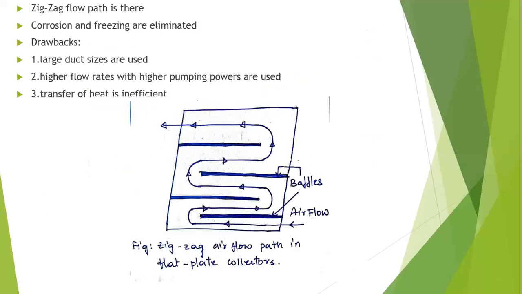This is the zigzag airflow path in flat plate collectors. This is the insulator. At the bottom there is the insulator and the absorber plate. In between the insulator and the absorber plate, air is made to flow. And we are using here these dark lines, which are called baffles.